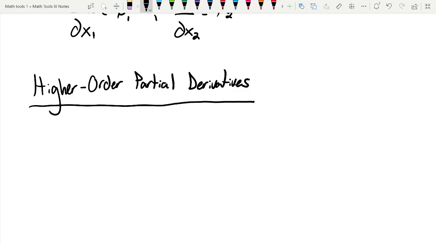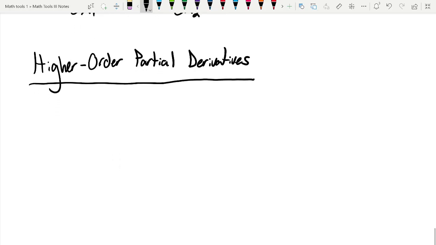So the partial derivatives that we looked at in the previous two videos would be analogous to the first derivative with a single variable function. So we have two different first derivatives, or first partial derivatives. But we can go further than that, just like we can with functions of a single variable. We can have the first derivative, the second derivative, the third derivative, etc.